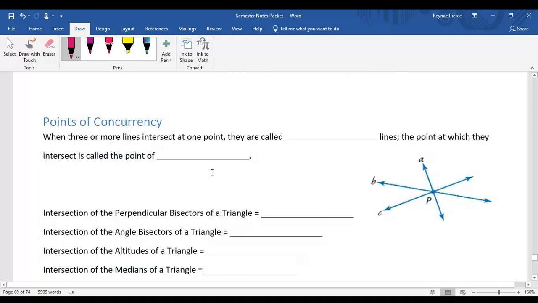All right. Points of concurrency will not be assessed over, but there are some fun and interesting little tidbits about each of these that we're going to talk about. First we are going to define the word concurrent. Concurrent is a way to describe lines that all intersect at one point. So point P is the point where all three of these lines, lines A, B, and C, intersect. So point P is the point of concurrency.